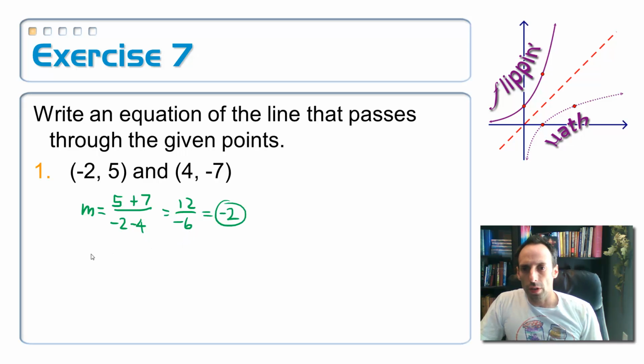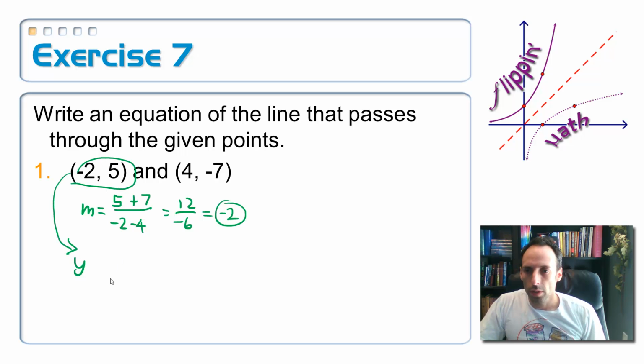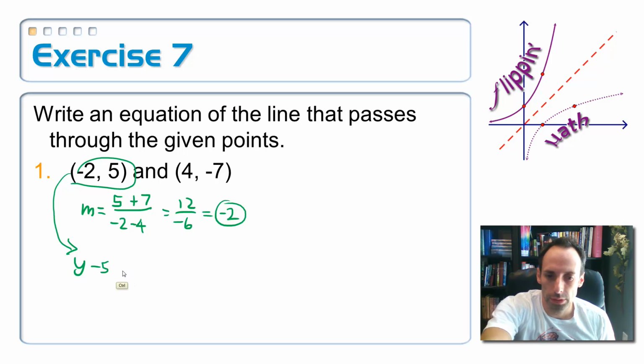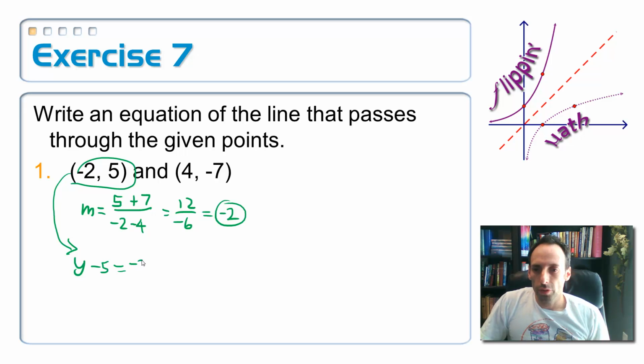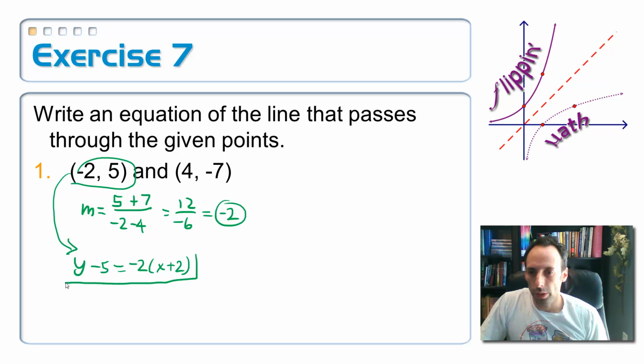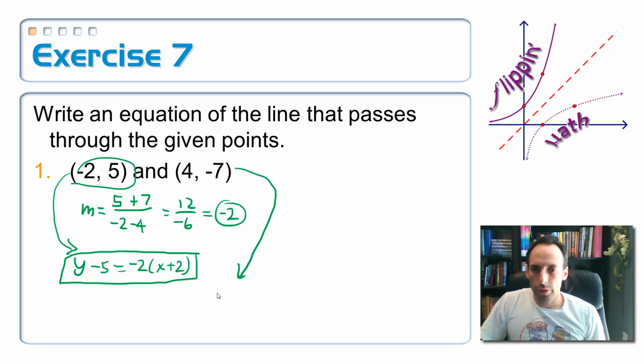Let's write the equation of the line then. How about we write point slope form again. It's the easiest. And let's take the first point there. So y minus 5 equals my slope -2 times x plus 2. Oh, but what if I had used this point down over here? Well, then my equation would be y plus 7, which is equal to -2 times x minus 4.